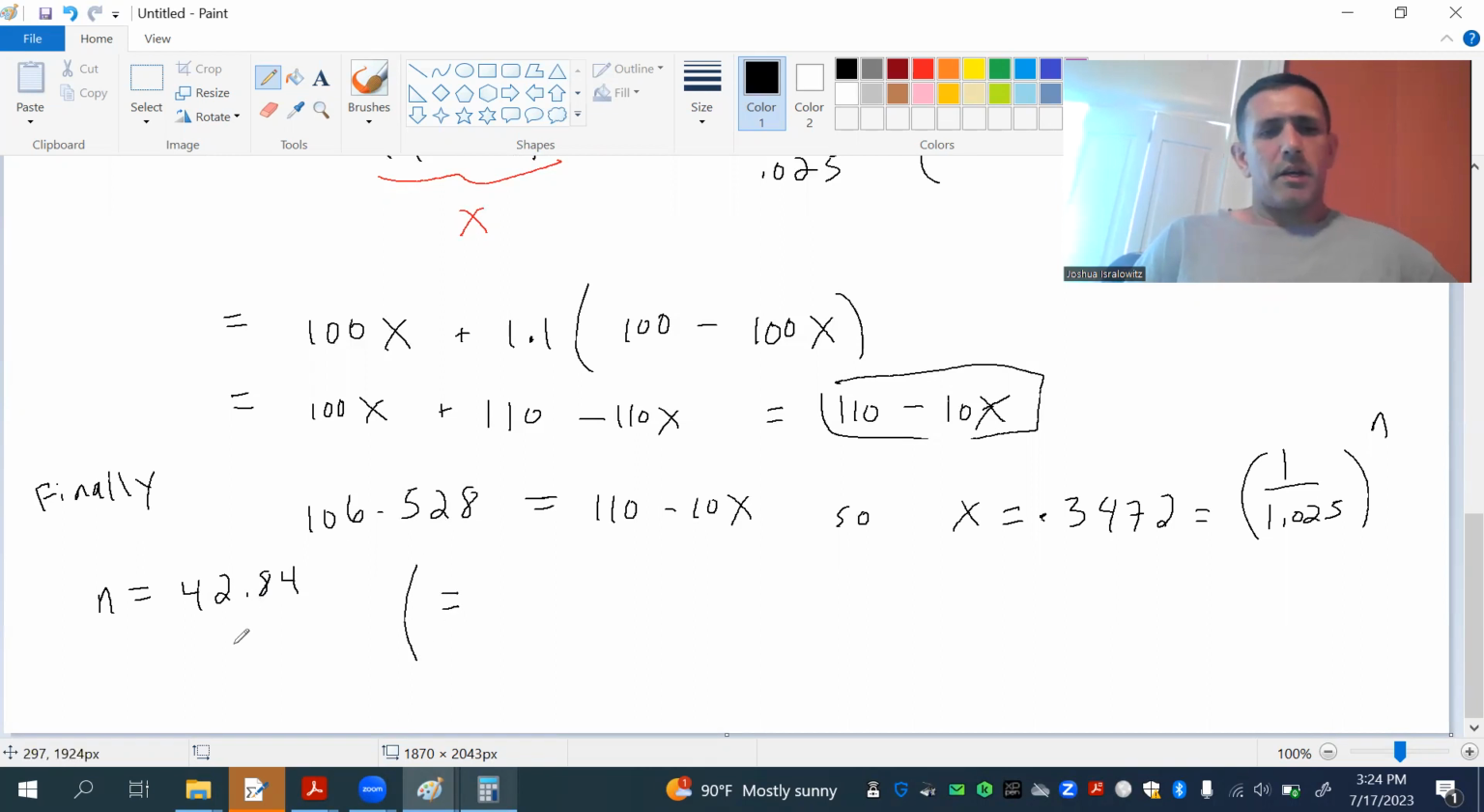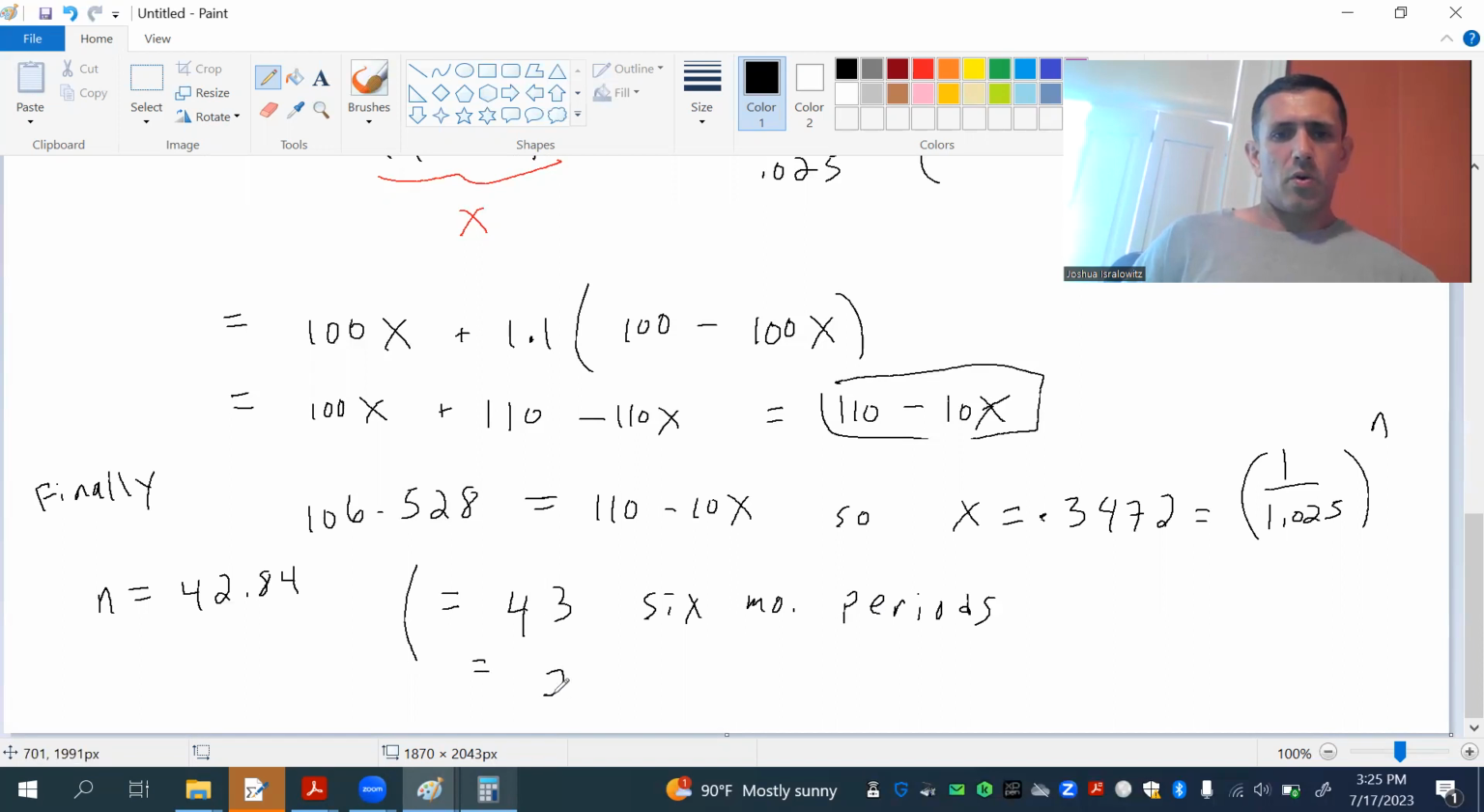Now, n has to be an integer, because this represents an integer number of 6-month periods. So we round up. I'll just round to the nearest integer, 43 6-month periods, or 21 and a half years. I'm happy with either answer you give me.